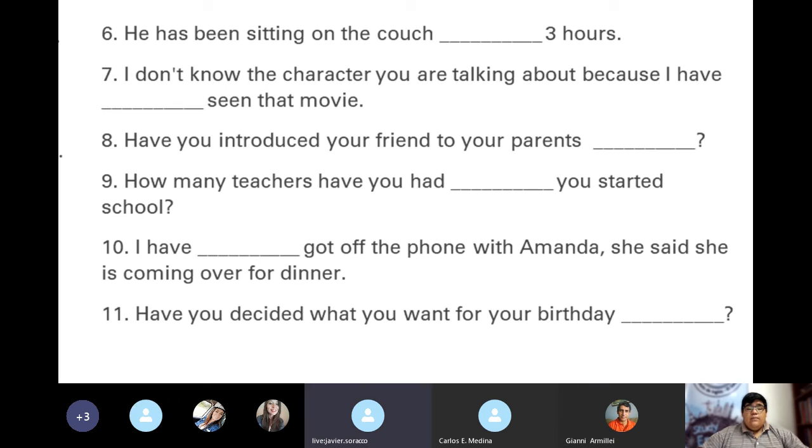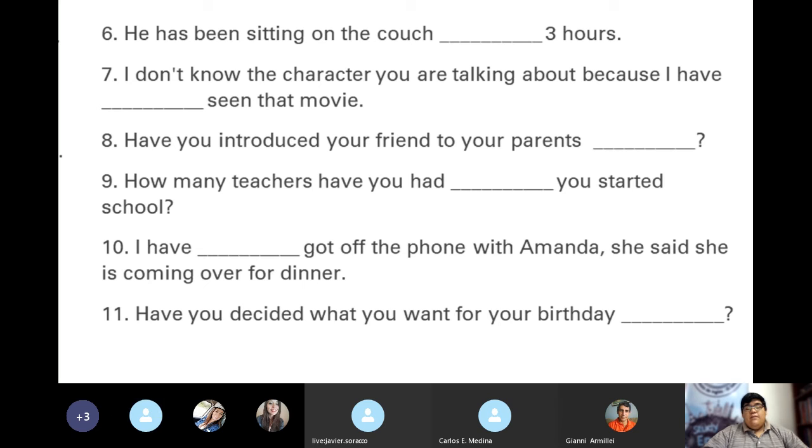I have already got off the phone with Amanda. She says she's coming over for dinner. Okay. I have already or I have just. These two are possible, okay? Because we don't have something that makes us or puts the idea clear, okay? These two are possible. Number 11, Matias.